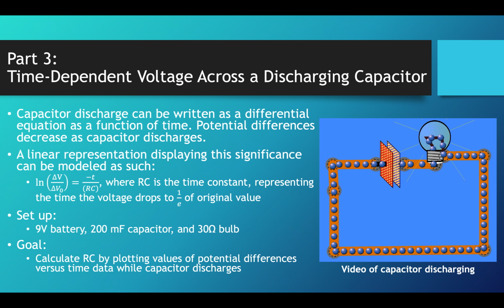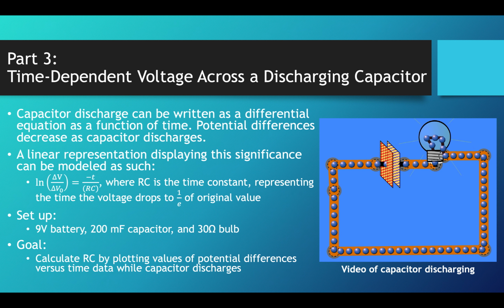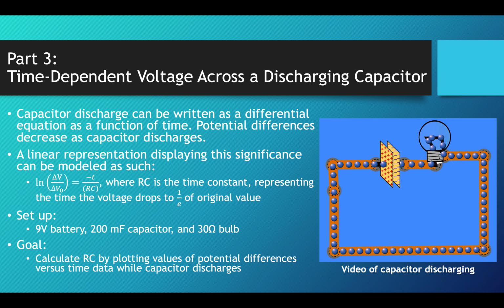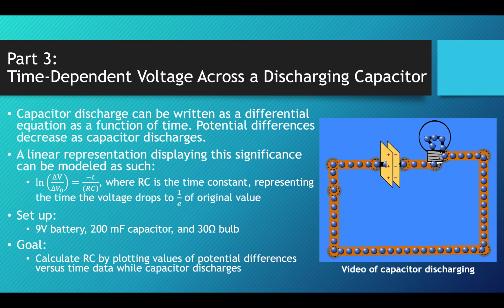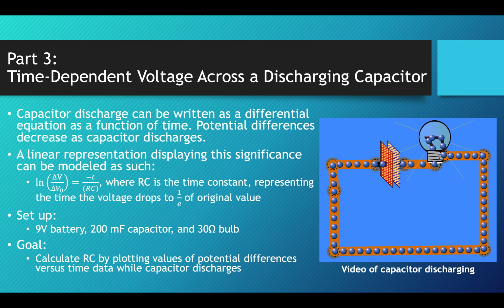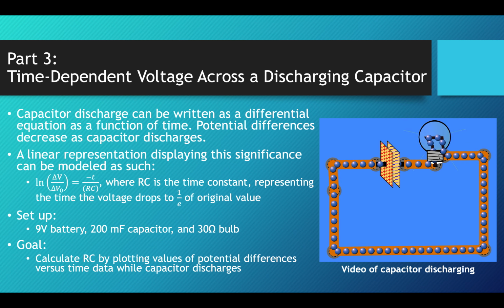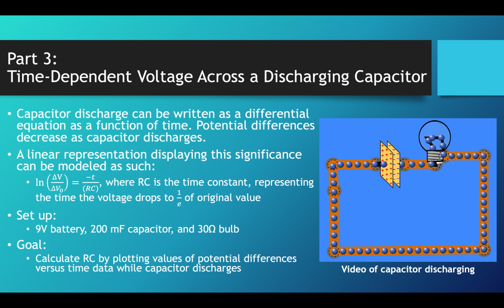In part 3 of this lab, I measured the time-dependent voltage across a discharging capacitor. The video to the right shows a visual representation of how a capacitor discharges. Notice that the light bulb glows bright and then dims as the capacitor loses charge. A linear representation displaying the significance can be modeled through the below equation, where RC is the time constant, representing the time the voltage drops to 1 over e of the original value. The setup of the circuit included a 9 volt battery, a 200 microfarad capacitor, and a 30 ohm bulb, and the goal was to calculate RC using potential difference values at different time increments.